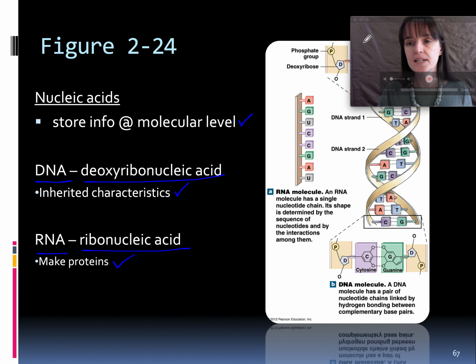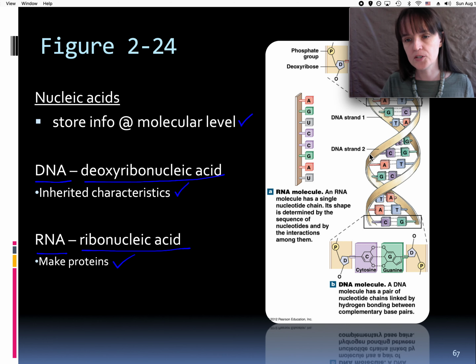All right, and you can see here in the picture that the DNA is a double helix shape, which is this twisty ladder shape, whereas the RNA is half as wide. It's just 1 strand, whereas the DNA is a double strand. So we will discuss more about that in the next video.